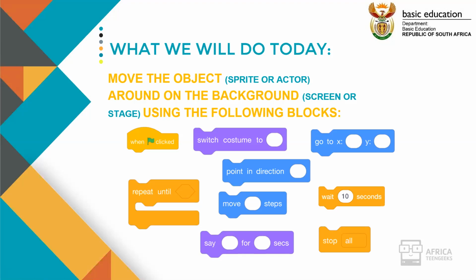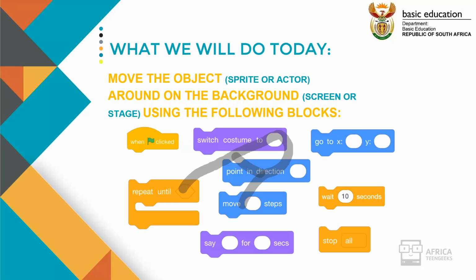Another word for the background is screen or stage. So the official word is object, and the official word for your stage or your screen is background. If you hear the words object, sprite, or actor, we're talking about the animals that walk around. If you hear the word background, screen, or stage, we're talking about the program interface, where the animals will walk around.